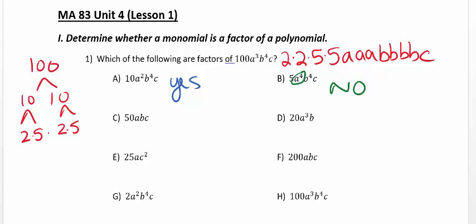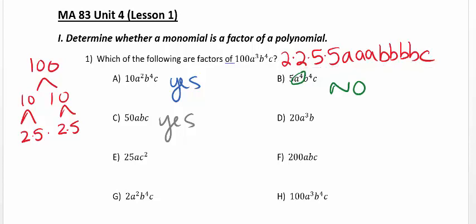Now I'm going to check 50abc. So 50, I could make 50 by doing 5 times 5 times 2. So that would be right here. 5 times 5 times 2, that would be 50. And then I have an a, I have a b, and I have a c. So yes, this is inside of 100 a cubed b to the fourth c.